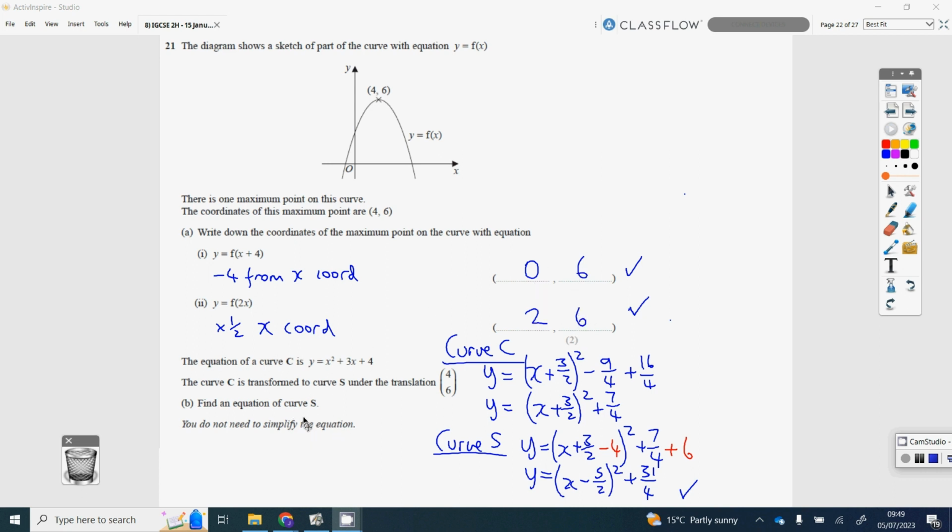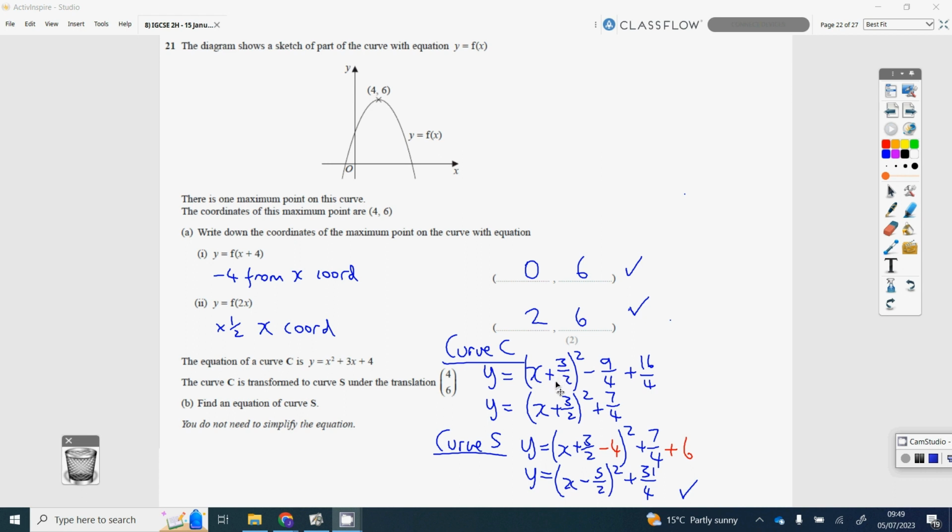Now, for part B, B is tricky if you don't think to actually choose to complete the square. If we can change this format of the curve into a completing the square format, it's quite easy then to think about the transformation. So let's just start off by completing the square. So remember, step one, you've got to halve the coefficient of x. So we're halving the 3. That's why I've got x plus 3 over 2 inside a bracket, all being squared.